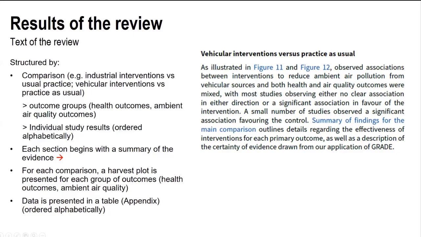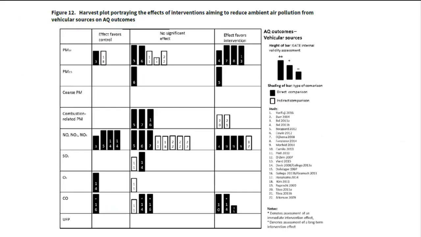Sources in both health and air quality outcomes were mixed, with most studies observing either no clear association in either direction or a significant association in favour of the intervention. So there's this kind of summary statement provided at the start of each of the comparison sections. And then they present these harvest plots. I'm going to let Simon talk in a little bit more detail about that shortly.